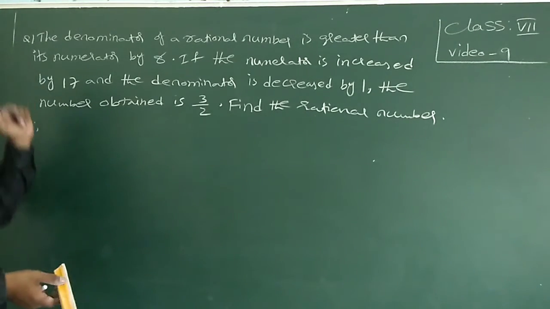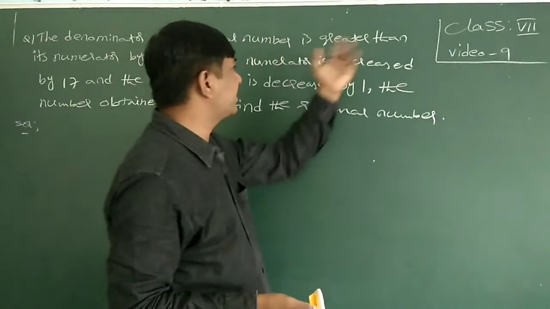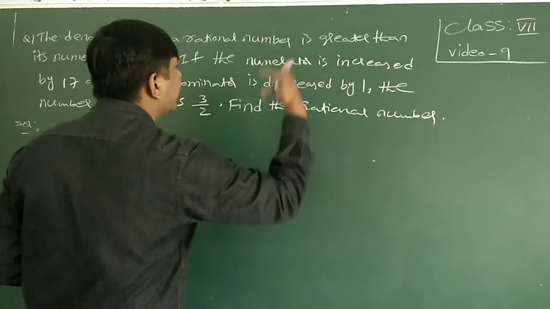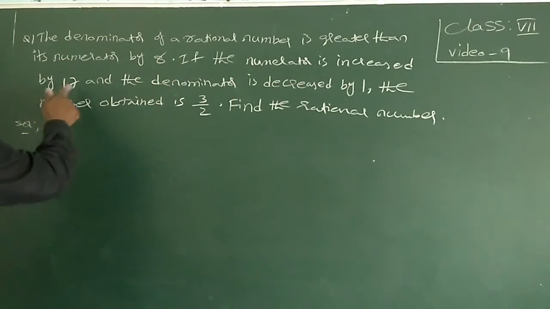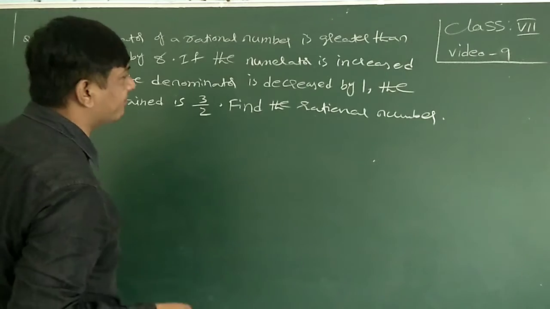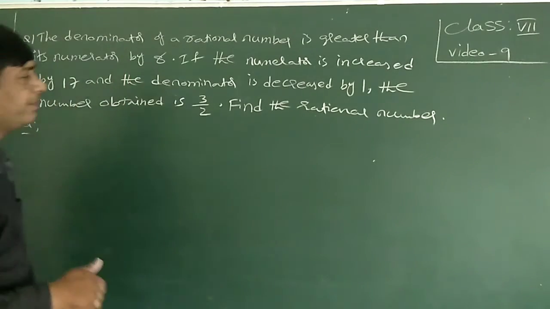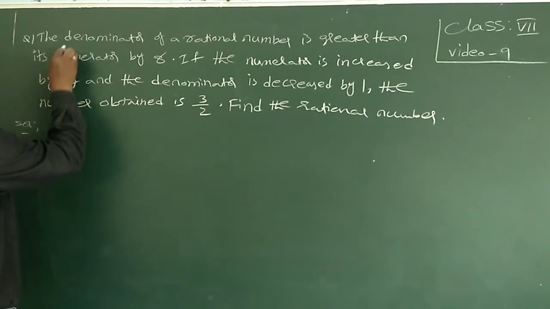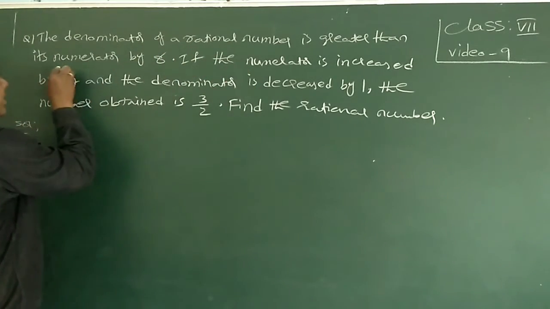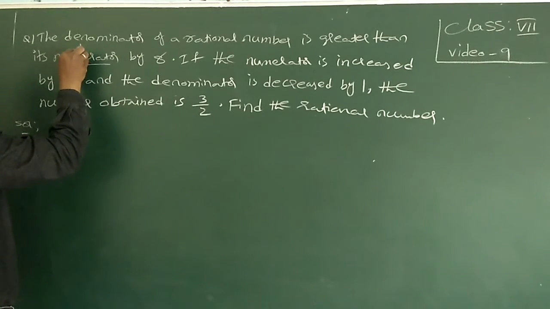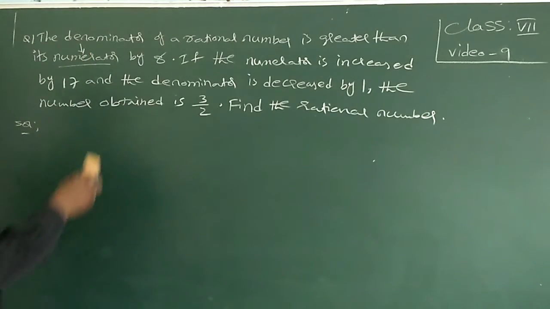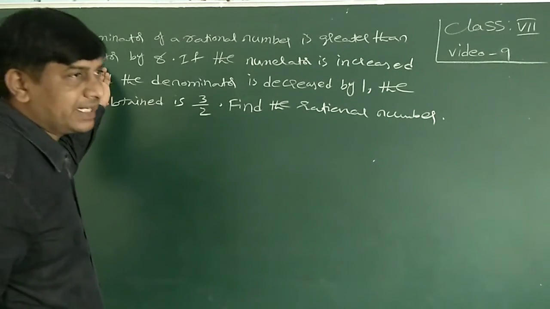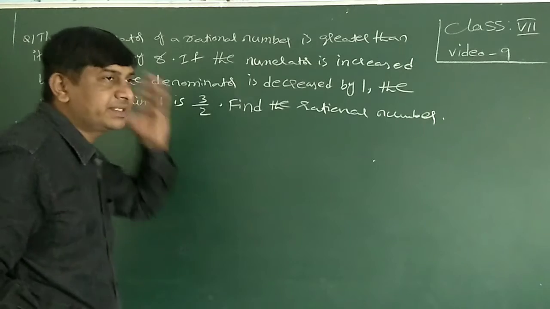The denominator of a rational number is greater than its numerator by 8. If the numerator is increased by 17 and the denominator is decreased by 1, the number obtained is 3 by 2. Find the rational number. Here, the denominator of the number is greater than the numerator, which means the denominator is depending on the numerator. Means the numerator is independent, the denominator is a dependent variable.